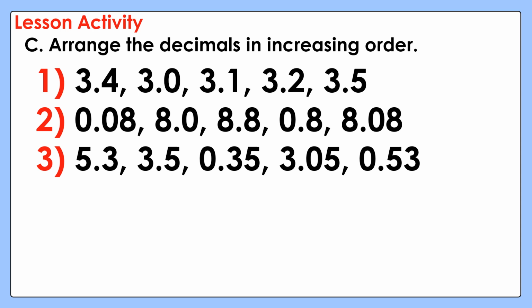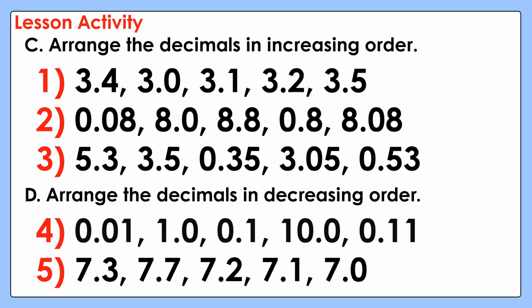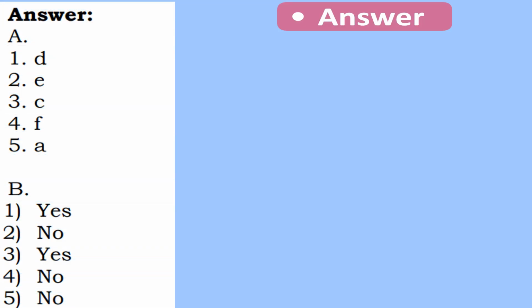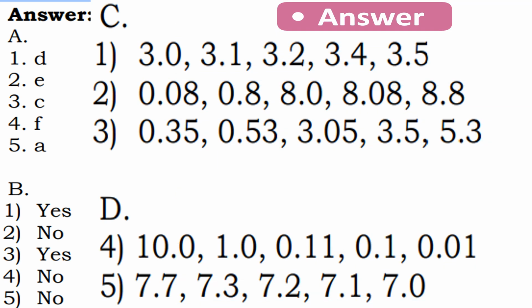C. Arrange the decimals in increasing order. Here's numbers 1 to 3. And letter D. Arrange the decimals in decreasing order. Here's numbers 4 to 5. And here are the answers for A, B, C, D.